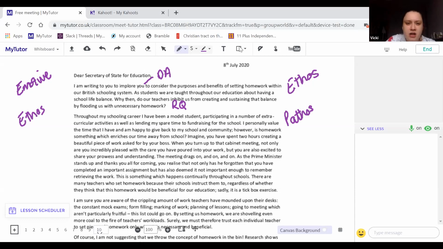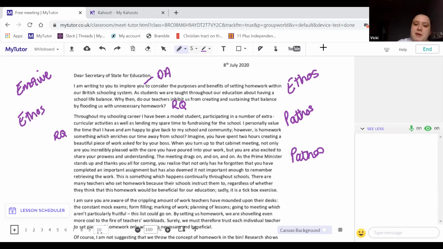Right, did someone pop something in a question? What is OA? Sorry, it's DA, direct address. So just saving me from writing it all out. Where have we got to? "However", so that's a discourse marker, an adverbial. "Is homework something which enriches our time away from school?" So we've got another rhetorical question in there, and I follow it with a case study. This is all very much pathos going on here.